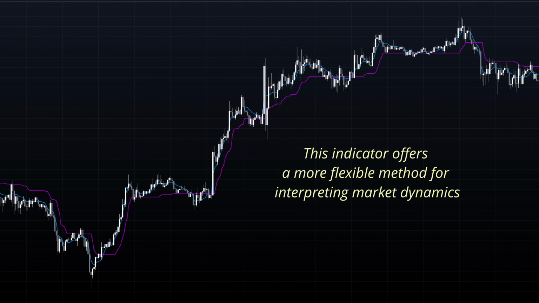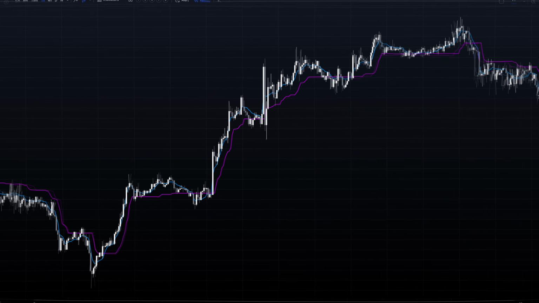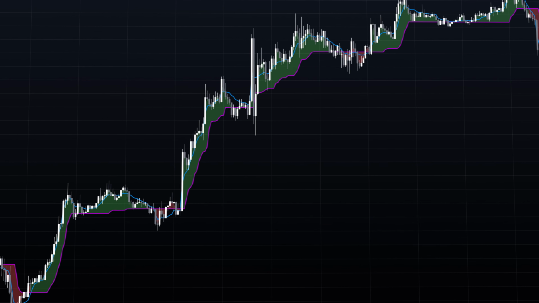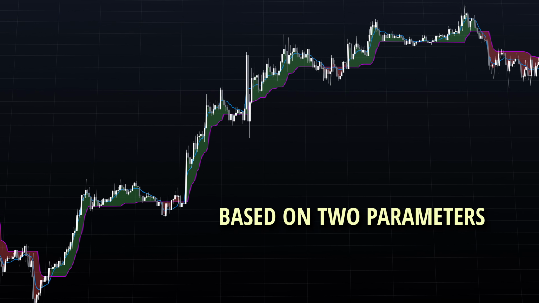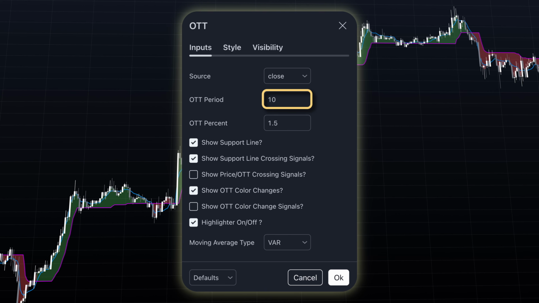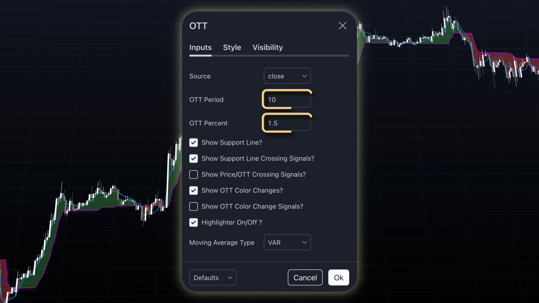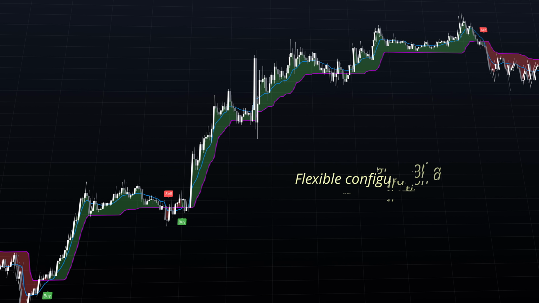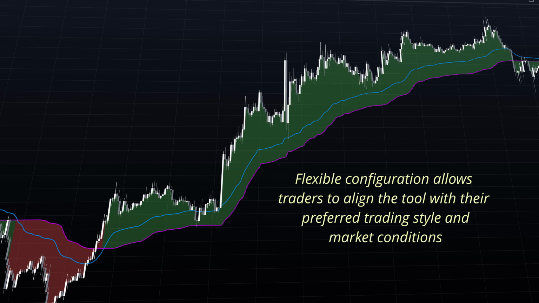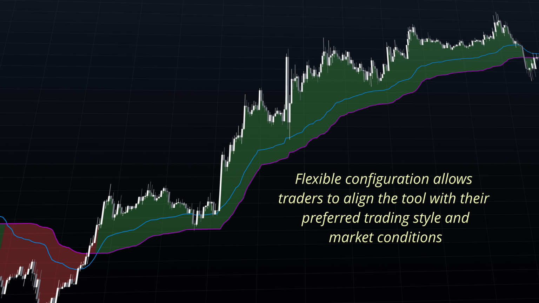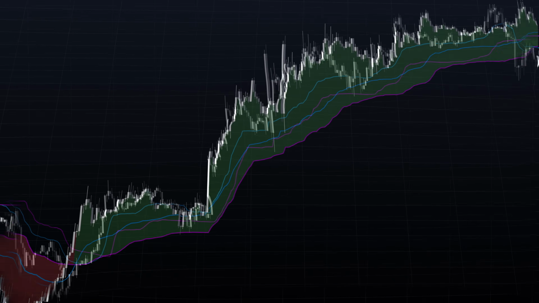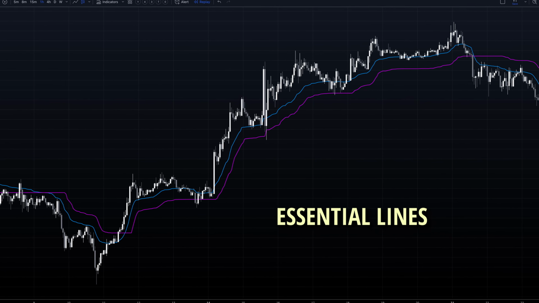Our first tool goes beyond traditional moving averages. At its core, this indicator uses an algorithm that adjusts its sensitivity based on two parameters, period length and an optimization coefficient. This adaptability allows it to capture both short-term price movements and long-term trend dynamics, making it versatile across various market conditions. The indicator features two essential lines.